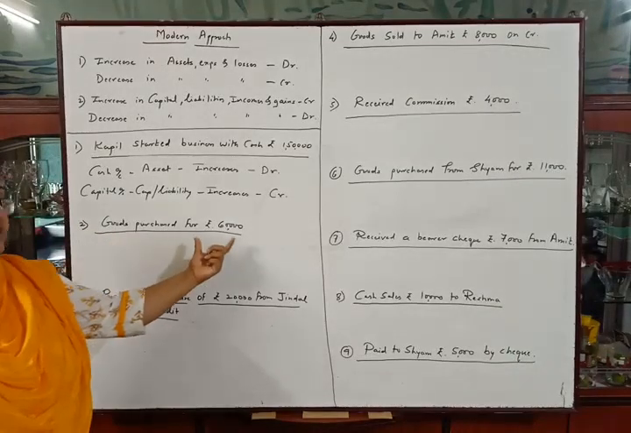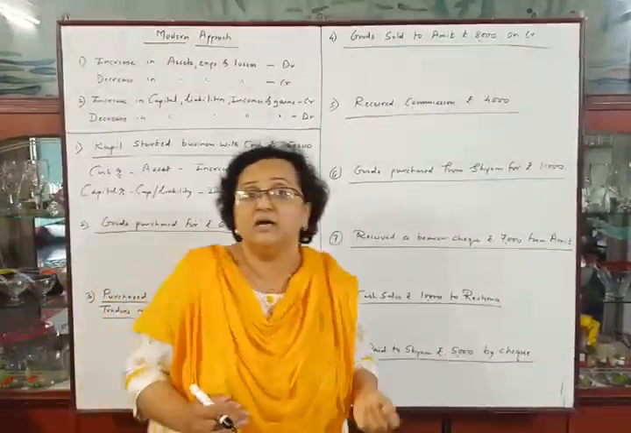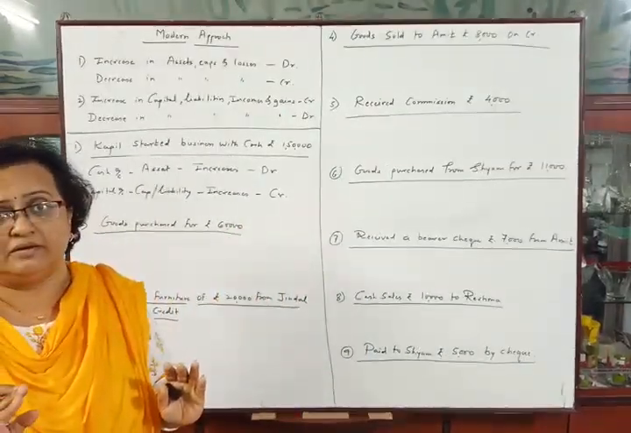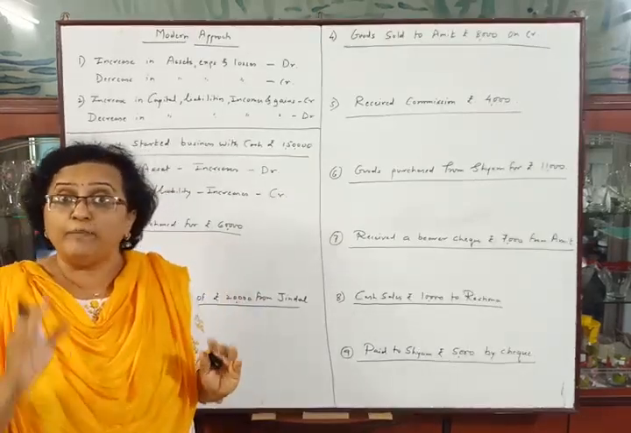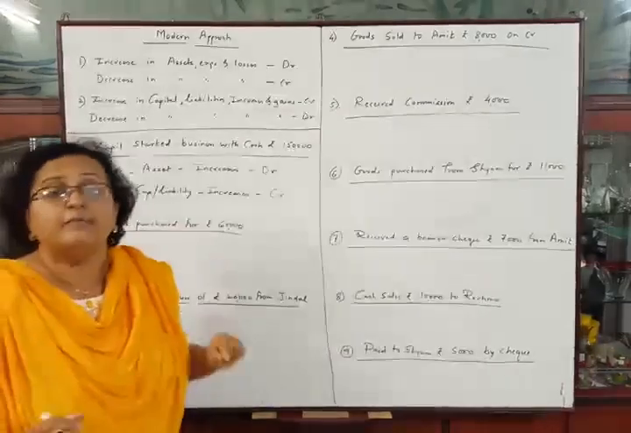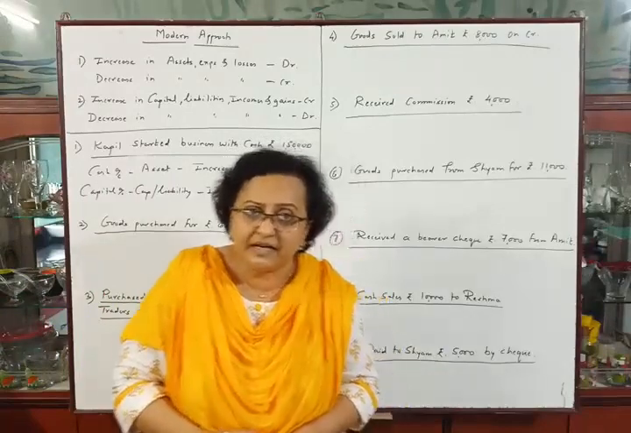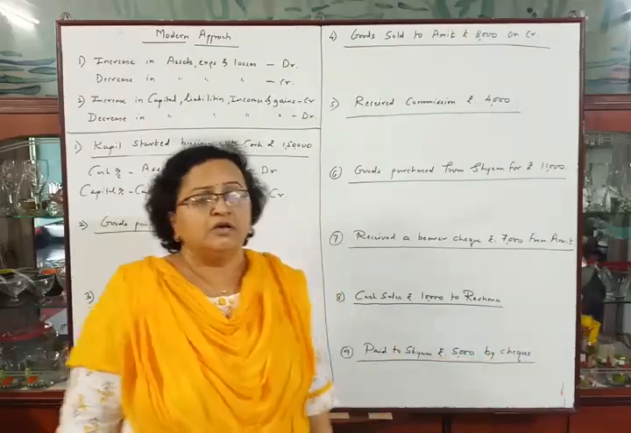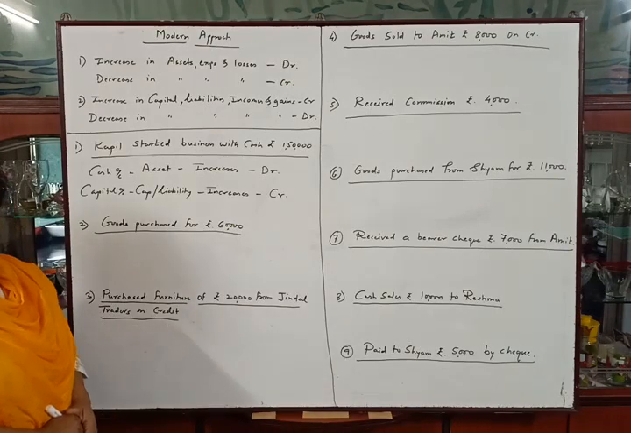Next, goods purchased for rupees 60,000. Okay, before explaining other transactions, see, we are recording this transaction from the point of view of business, not from the point of view of owner, that is Kapil. Because we have learned the business entity concept, and as per that concept the owner and business are different from each other.